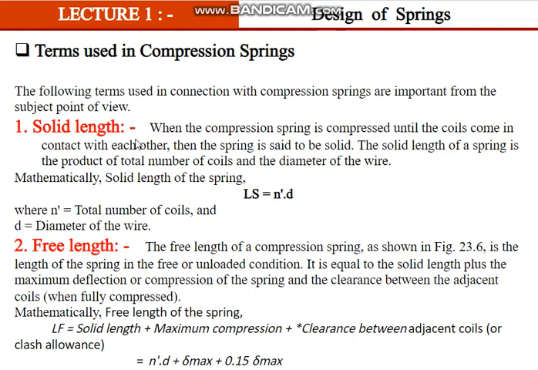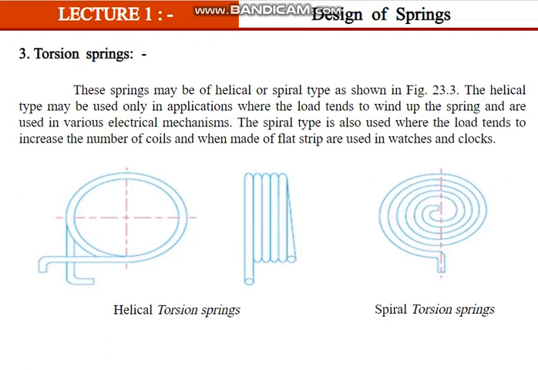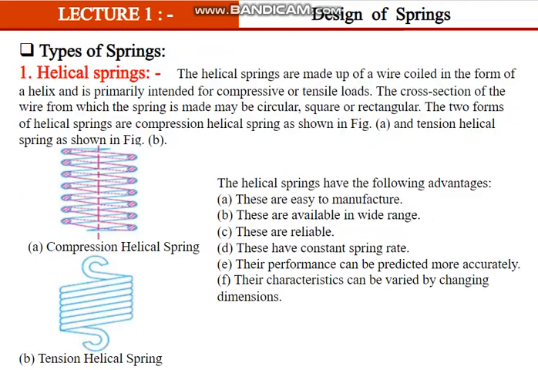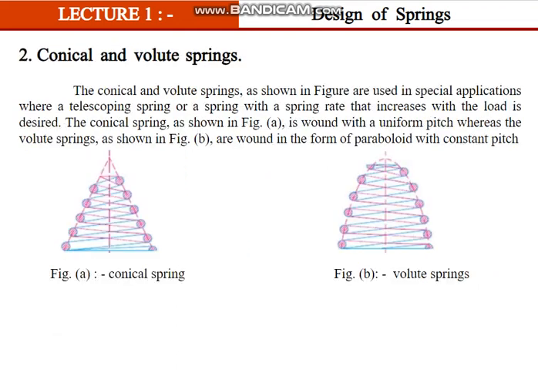Solid length means, if you take a spring and completely press it in such a way that one coil is touching the other coil. I will show you. If you talk about a helical spring, this is called the wire diameter. And from here to here is called the coil diameter. The big one is the coil and the small one is the wire. Coil diameter, wire diameter.